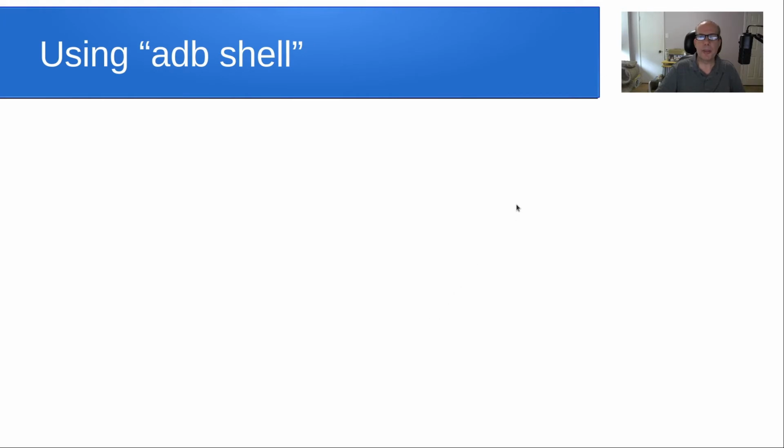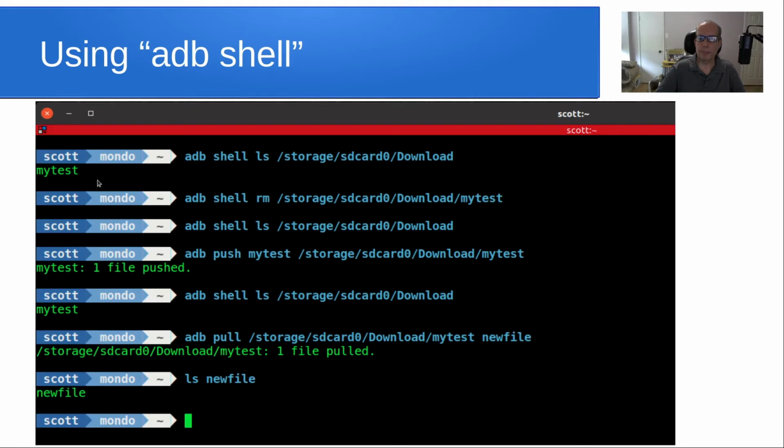We can also do many other things with adb shell. For example, you don't have to go into the adb shell. You can do everything from a single command line and simply say adb shell ls /storage/sdcard0/download, and there's the mytest file that we just moved. I can say adb shell rm /storage/sdcard0/download/mytest, and it deletes the file, and we verify that by doing an ls on the same folder. Then we can do an adb push mytest and call it mytest again, and it pushes it over there, list it, and there's the file.